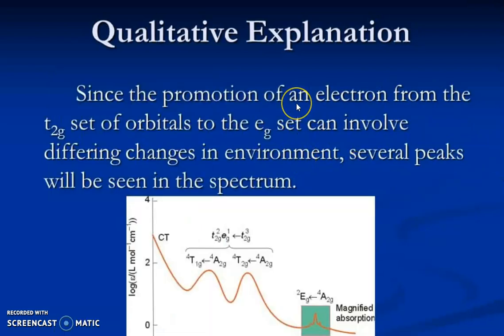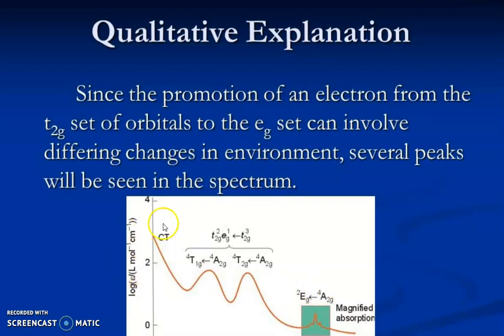Since the promotion of an electron from the T2g set of orbitals to the Eg set can involve differing changes in the environment, several peaks will be seen in the spectrum. You can see here, this is a charge transfer, and then you can see this one is T2g and A2g, T1g, T2g, and this one is very important, this magnified absorption, Eg to A2g. So A2g quartet and Eg doublet. We call it doublet, this is quartet.